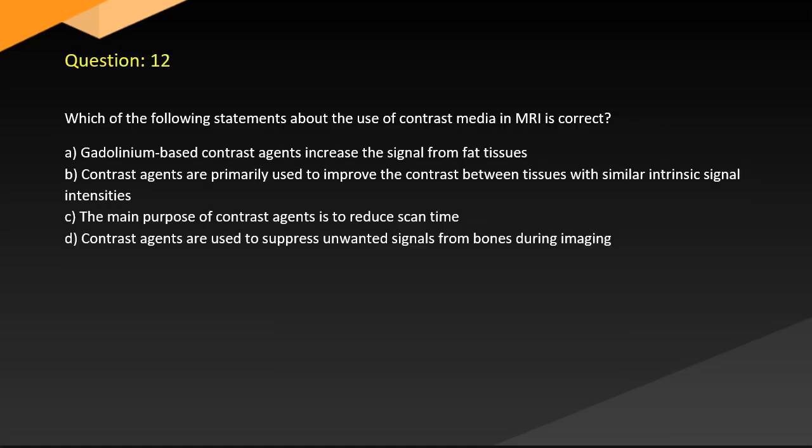Question 12. Which of the following statements about the use of contrast media in MRI is correct? A. Gadolinium-based contrast agents increase the signal from fat tissues. B. Contrast agents are primarily used to improve the contrast between tissues with similar intrinsic signal intensities. C. The main purpose of contrast agents is to reduce scan time. D. Contrast agents are used to suppress unwanted signals from bones during imaging.